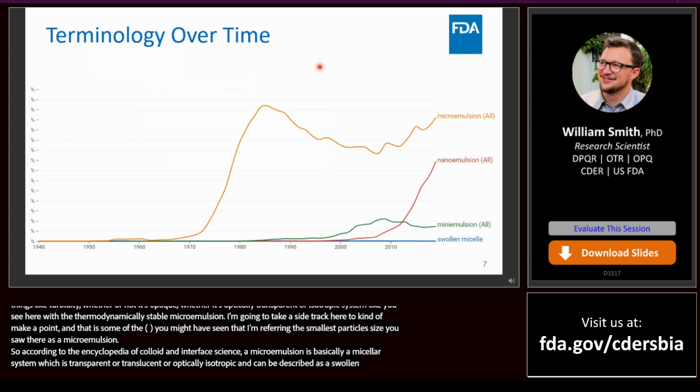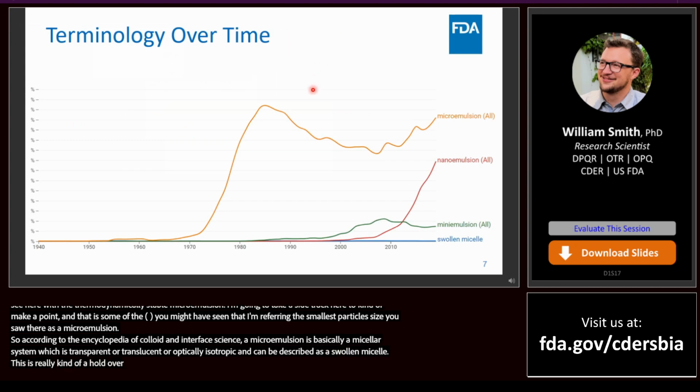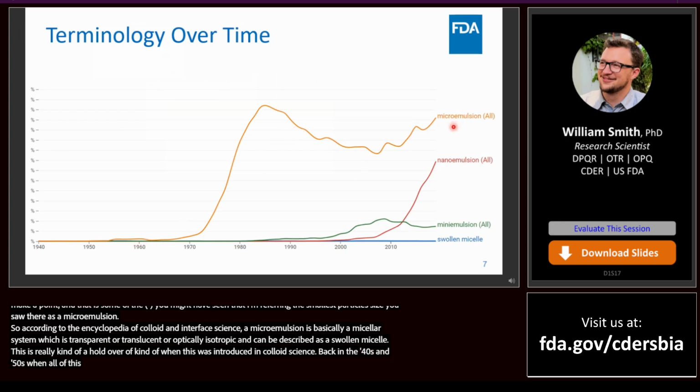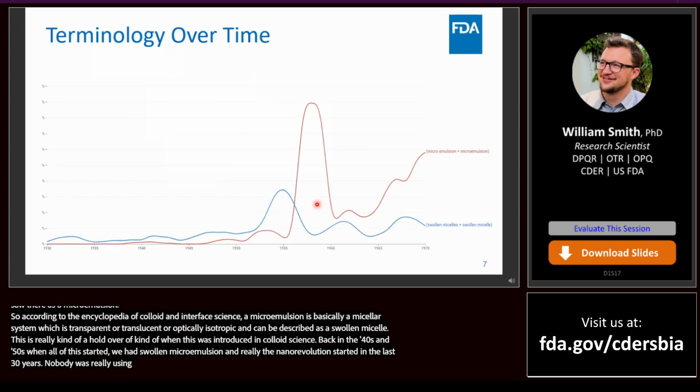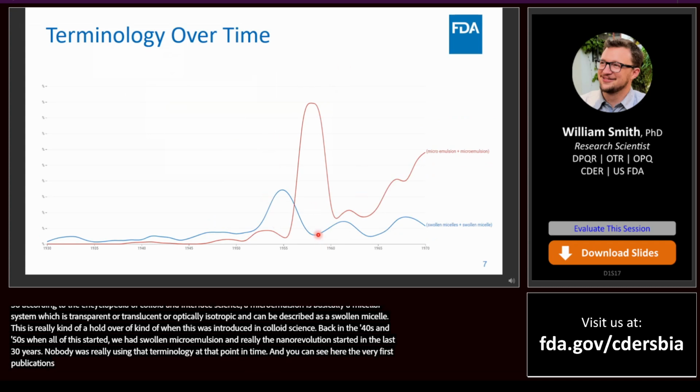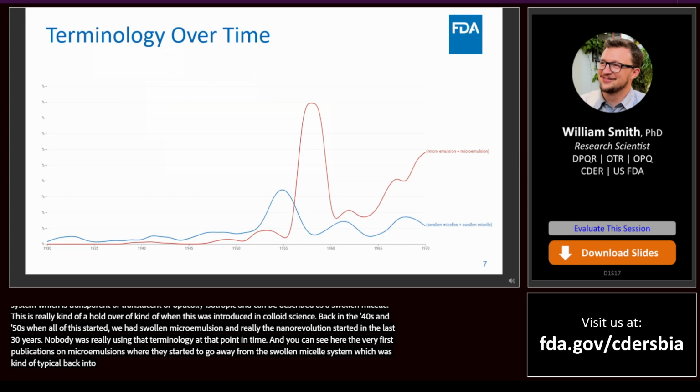And so this is really just kind of a holdover of kind of when this was introduced in colloid science. So back in the 40s and 50s, when all of this kind of started, we had swollen micelle and microemulsion, and really the nano revolution started in the last 30 years. And so nobody was really using that terminology at that point in time. And you can see here the very first publications on microemulsions, where they started to go away from the swollen micelle system, which was kind of typical back into the 1800s.